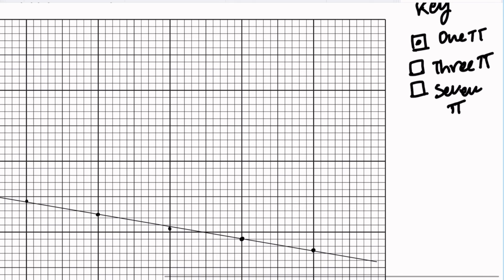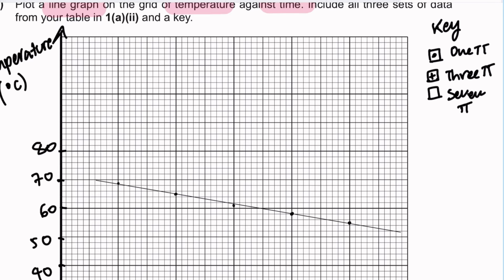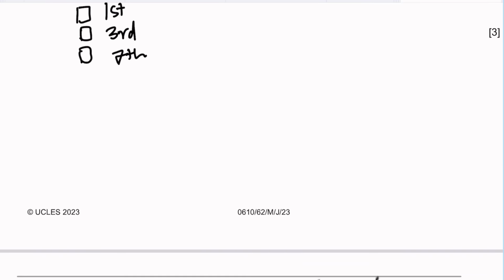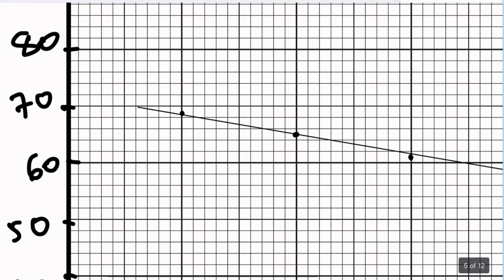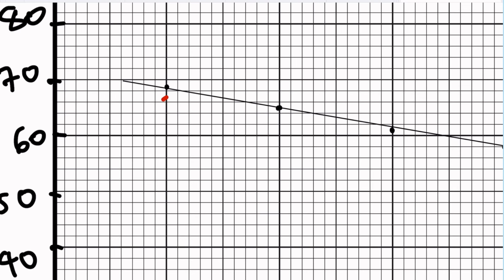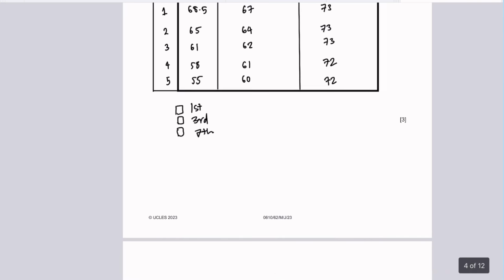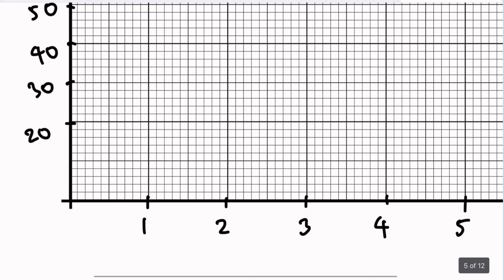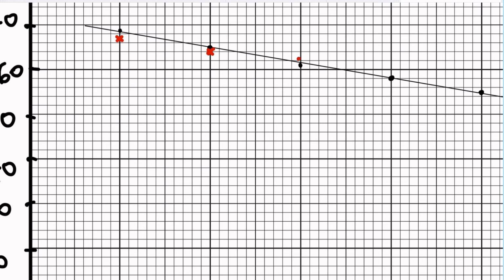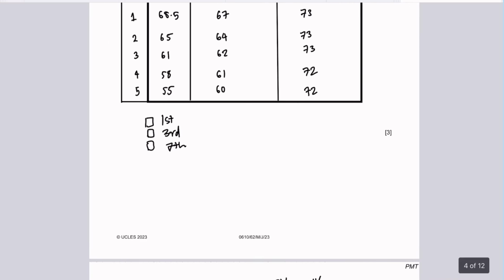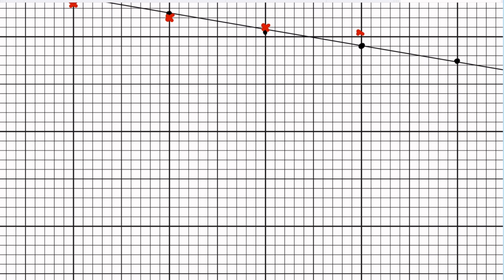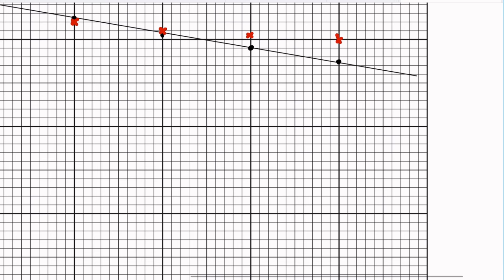That's the first test tube. Second test tube, let's do a cross. So with 3 test tubes, 67, 64, 62. Okay, 67. First one, 62, 64, 66, 67. I'll probably do a different color just to be safe. 67. Then 64, 62. 64 is here, that's 64. 62, which is there. Then 61 and 60. Okay, 61, which is here, and 60, which is here.